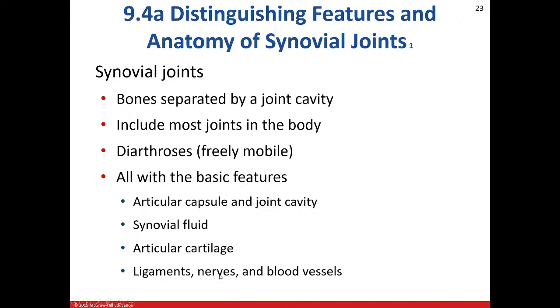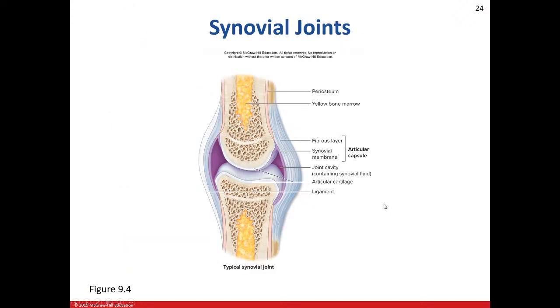The nerves will, of course, detect pain in the joint capsule, and then blood vessels will supply fluid to the cells that produce synovial fluid, because all fluids in the body come originally from blood, right?